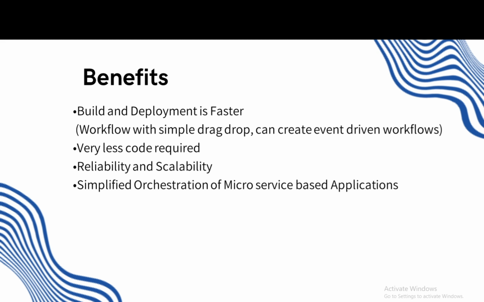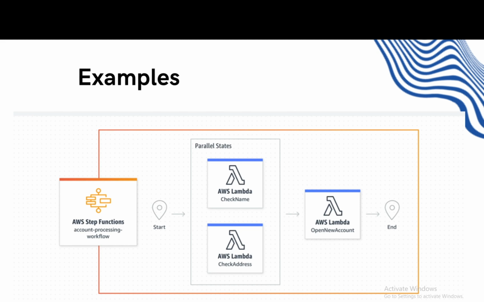Orchestration of microservices is a very important point. That means a simplified way of orchestration. If we have to orchestrate between more than one service in AWS, it is much more efficient and much faster compared to any other provider. So these are the benefits of AWS Step Functions.